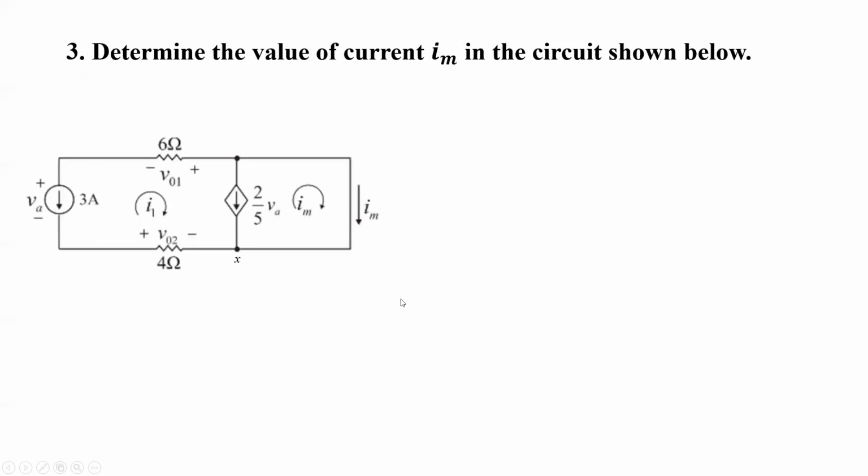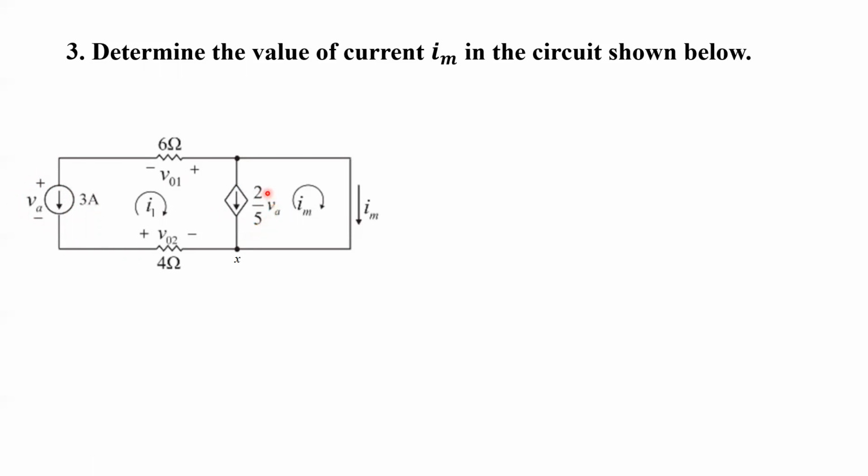Now for the third problem, we've been asked to determine the value of current IM in the circuit. In order to determine the value of IM, we also need the value of this unknown parameter VA. So what is VA here? VA is the voltage of this element, the current source.